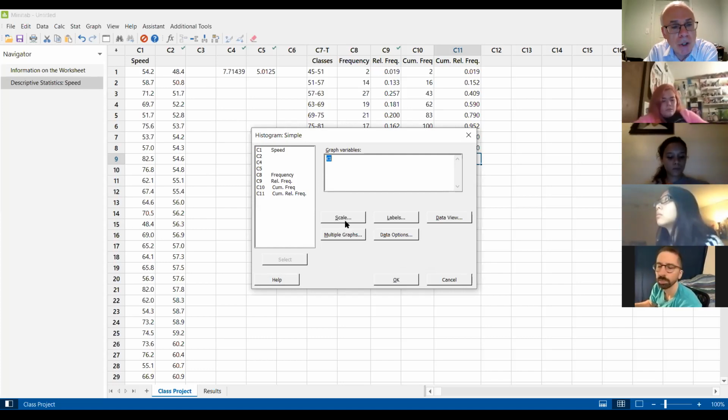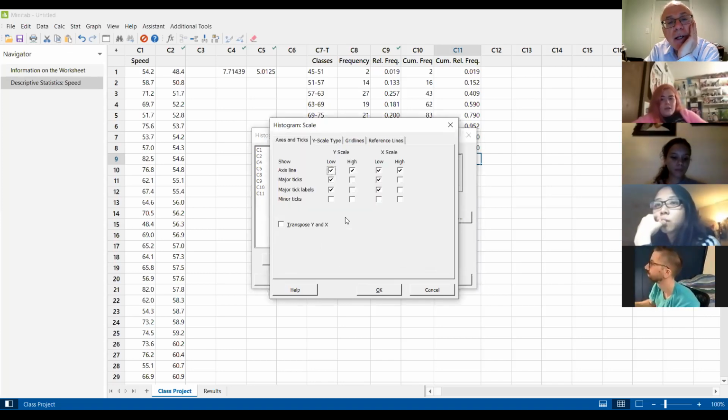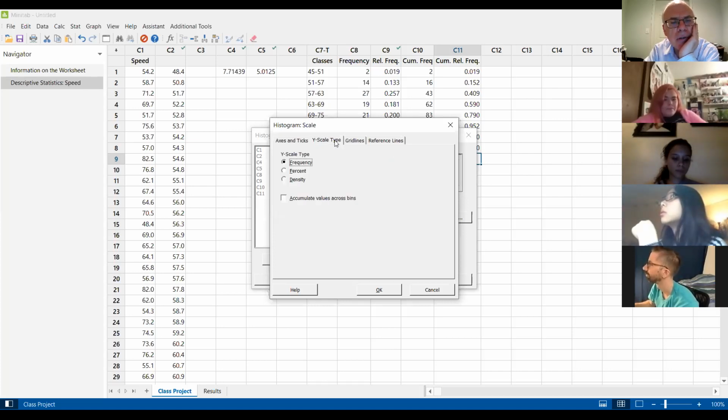Now, one thing that you'll notice is if you click Scale, and hopefully those of you who are using the Mac version can do this, you click Y Scale Type. I think this is right. Notice you have a choice of frequency and percent. Now, they don't call it relative frequency here along the y-axis. They call it percent, but that's okay, because with percent you just know that you take your decimal and multiply by 100. It's the same thing.